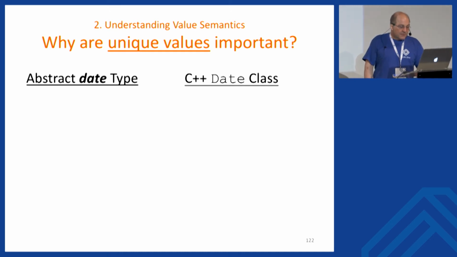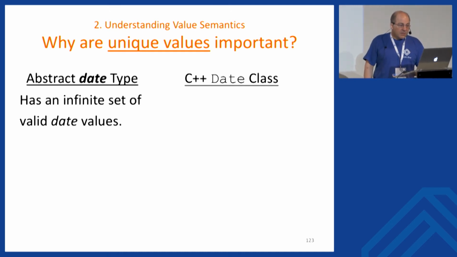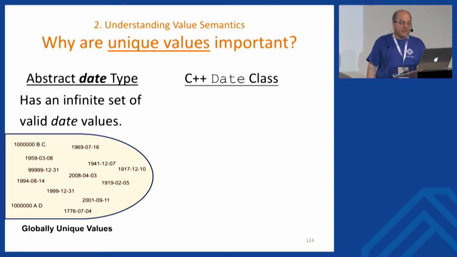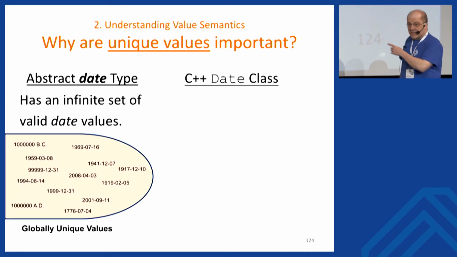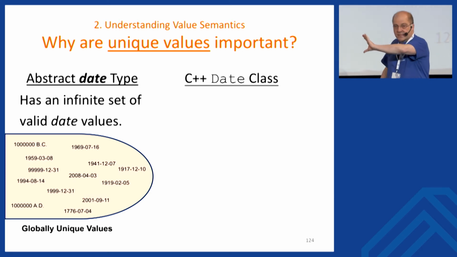So we have an abstract date type. It has an infinite set of values. Here they are, that's the infinite set. Notice it goes off the screen because it's infinite.